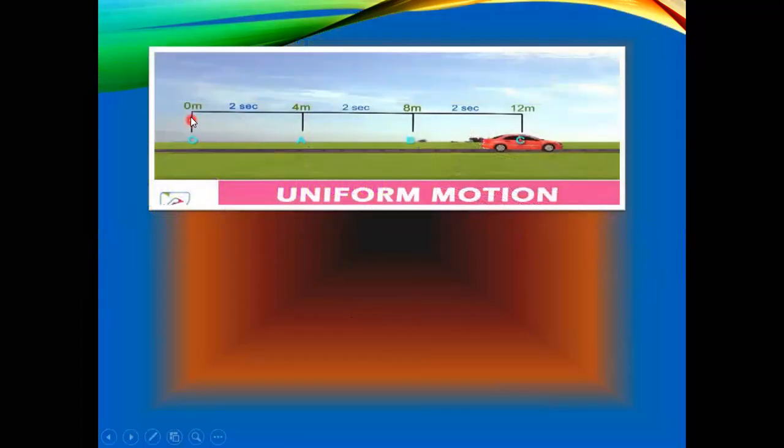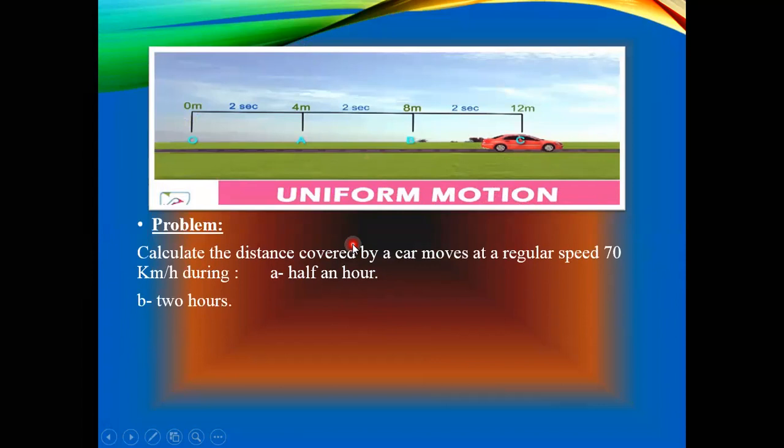Let's look at this figure to describe the motion from 0 to 4 meters. Okay. From 4 to 8, 4 meters. From 8 to 12, 4 meters. So these are equal distances. What about periods of time? 4 meters in 2 seconds, 4 meters in 2 seconds. What does that mean? Equal distances at equal periods of time.